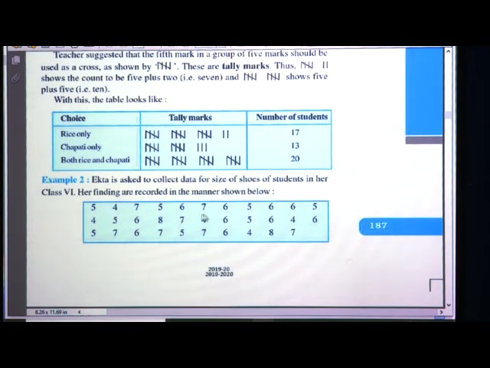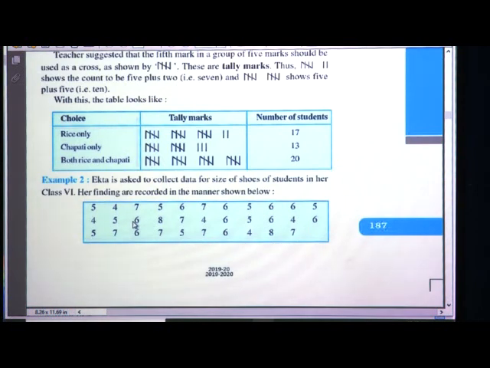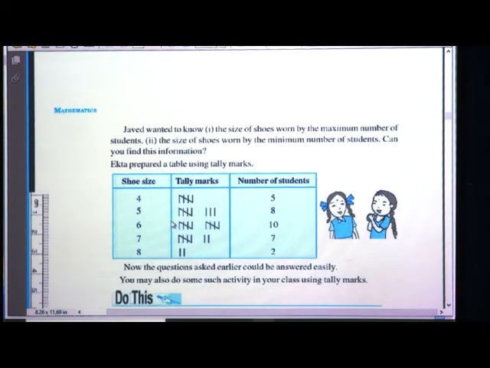So, 1, 2, 3, 4 and 5. So, we have 5. We have used 4 lines and 1 cross mark, that is 5. So, we have written 5. Then we will take the shoe size 5. 1, 2, 3, 4, 5, 6, 7, 8. Okay, we need to just count it. So, 8. So, 1, 2, 3, 4, 5 and 6, 7, 8. So, the number of students is 8.